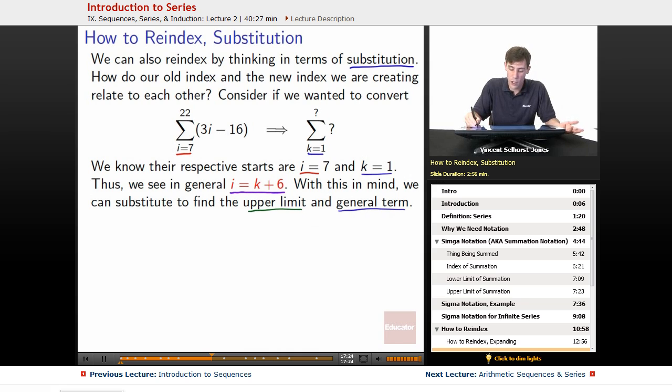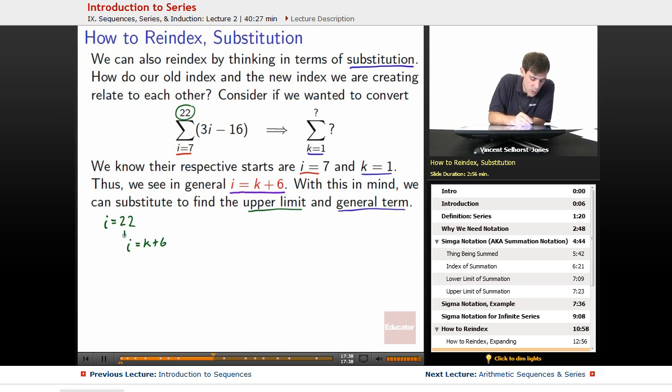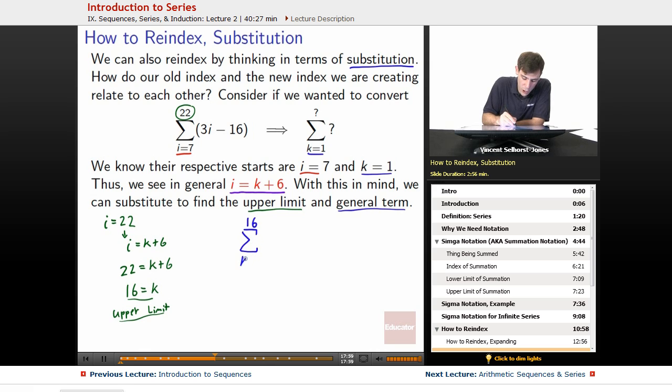So to figure out the upper limit, we know i equals 22 is what we're going to plug in, since that's its upper limit, right? And over here, we know i equals k plus 6. So we plug in 22 for i. So we have 22 equals k plus 6, subtract by 6 on both sides, and we get 16 equals k for its upper limit. All right. So at this point, we can now write our sigma with an upper limit of 16, the lower starting index at k equals 1.